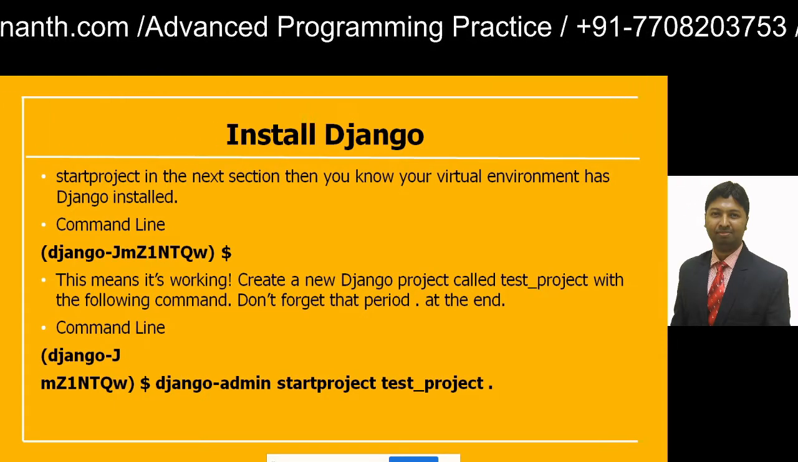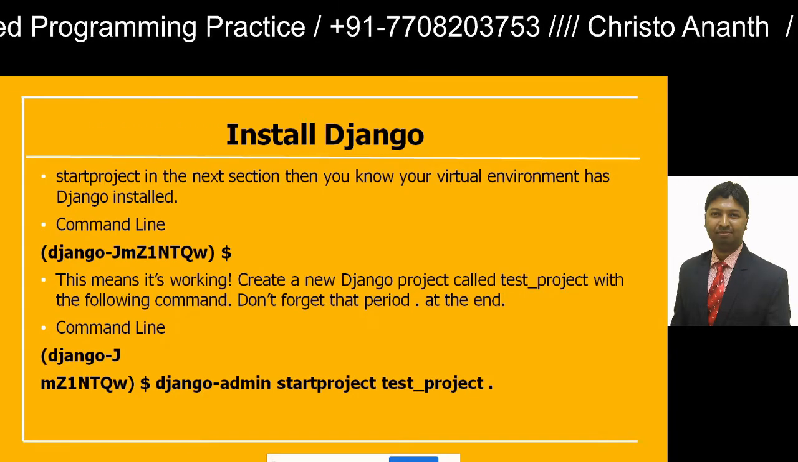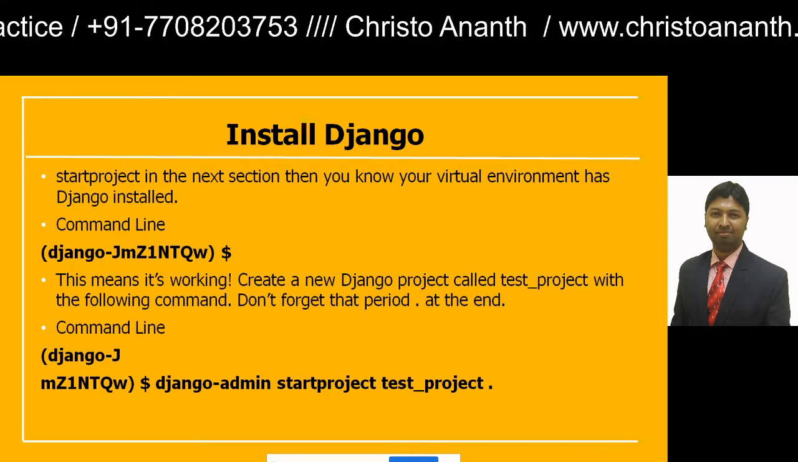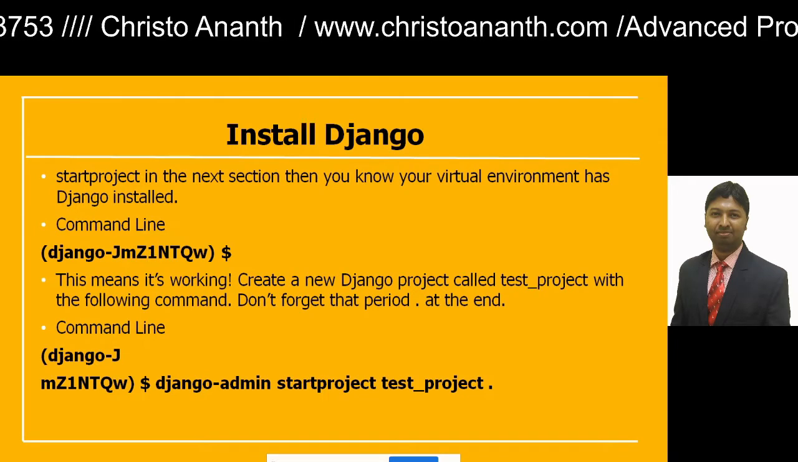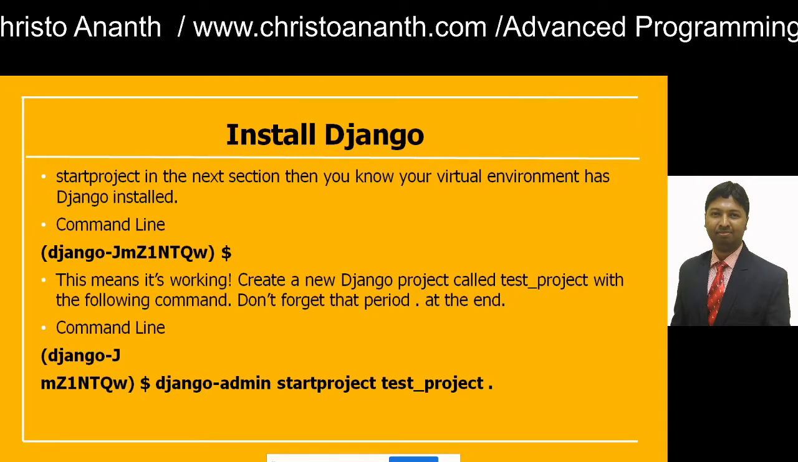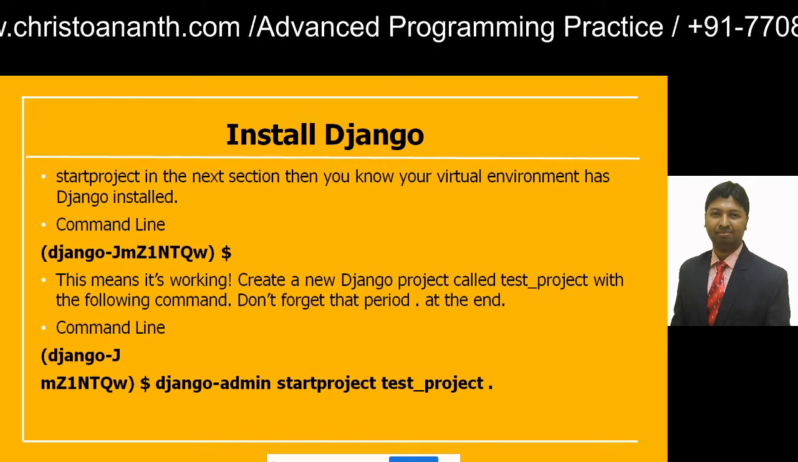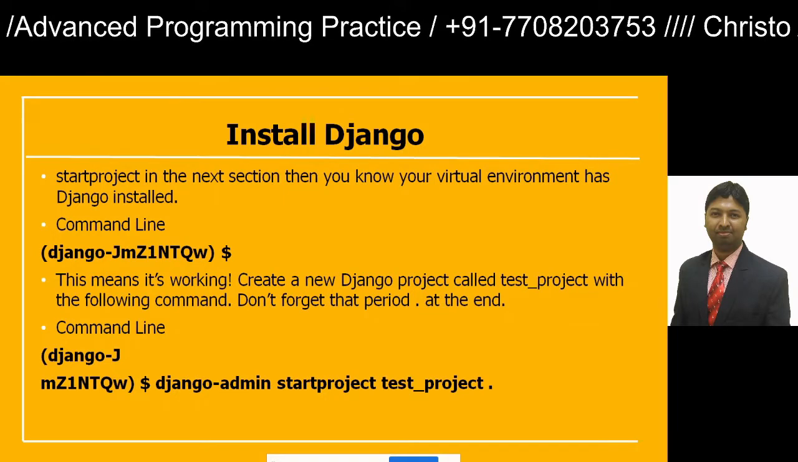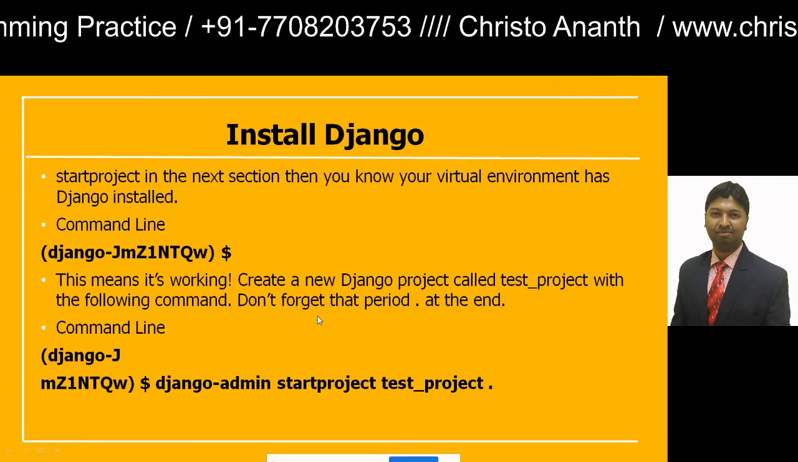Now after getting this, you go with the creation of a new project called test_project. So with the virtual environment name in brackets, you have django-admin. You go with the creation of a new project, which is nothing but startproject and then test_project. The test_project is actually the project name that you are going to create. So startproject test_project.